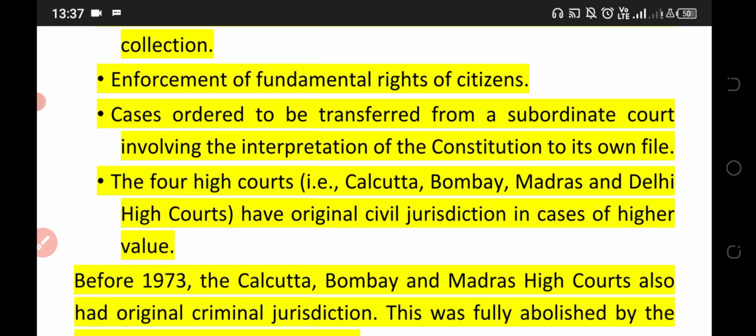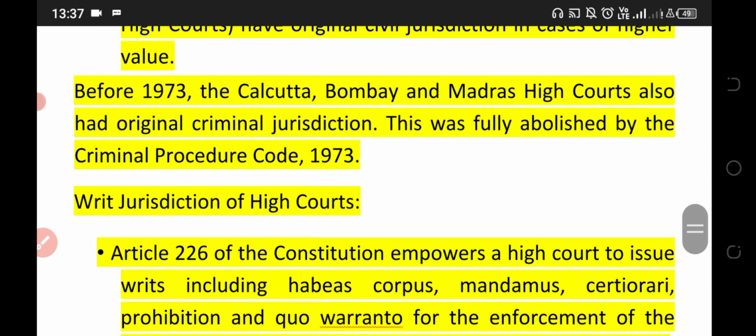cases ordered to be transferred from a subordinate court involving the interpretation of the constitution to its own file. The four high courts, Calcutta, Bombay, Madras, and Delhi High Court, have original jurisdiction in cases of higher value. Before 1973, the Calcutta, Bombay, and Madras High Courts also had original criminal jurisdiction. This was fully abolished by the Criminal Procedure Code 1973.